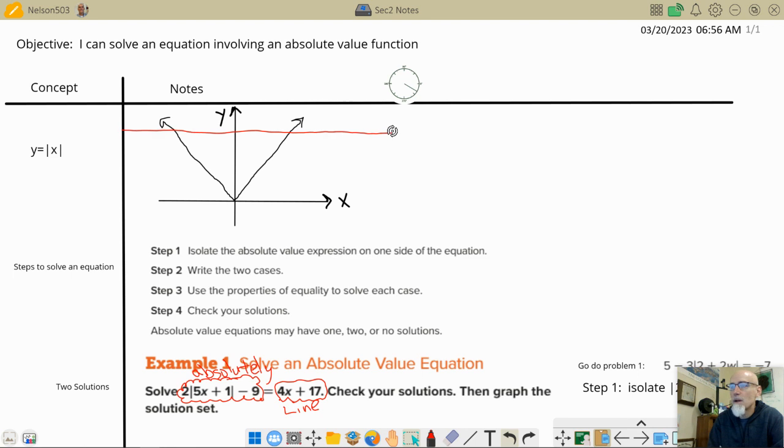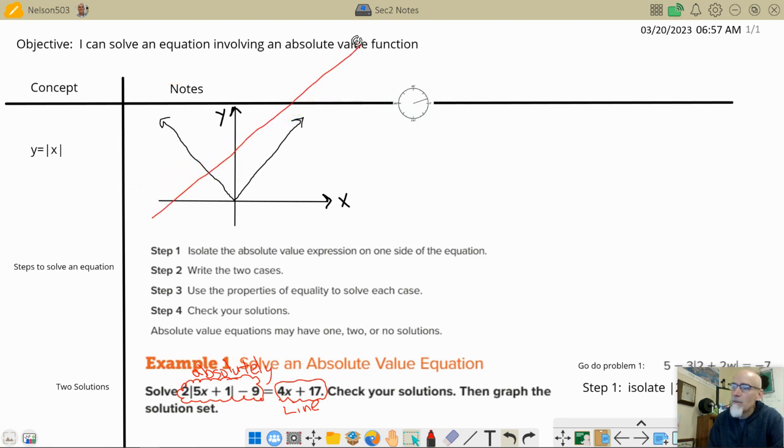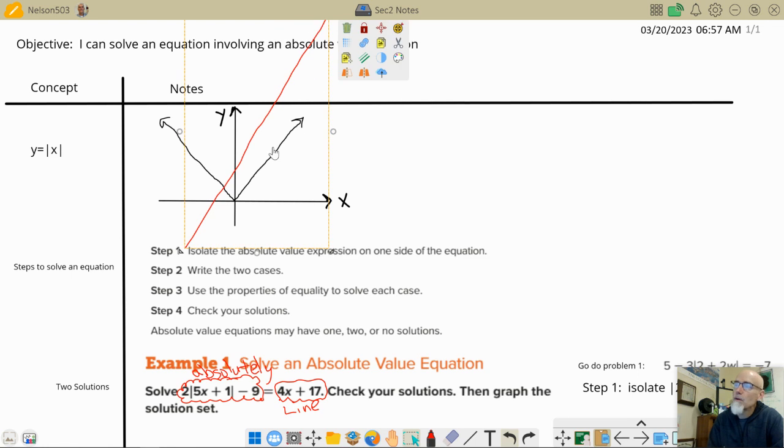Sure. How many times is it hitting the black absolute value function? Two times, right? Could it look like the way I just had it drawn? Yeah. How many times is it hitting the absolute value function? Two times, because the absolute value function keeps going and it hits up here. Now, let me change it a little bit more, okay? How many times do you think it would be hitting the absolute value function maybe now, now that it's steeper over here than it is over here? Well, it's only hitting in one place.